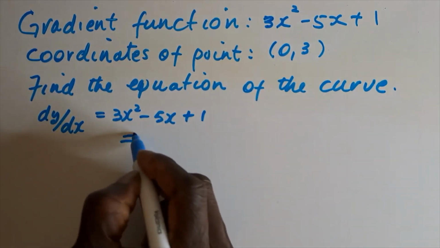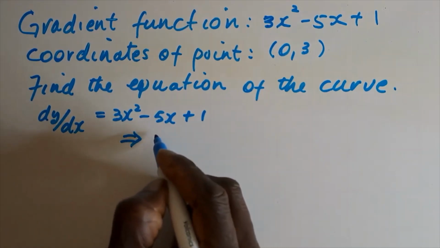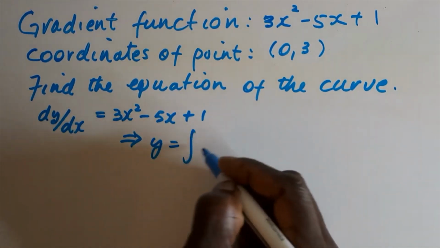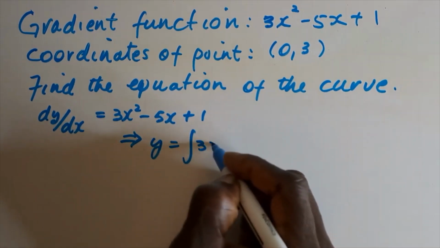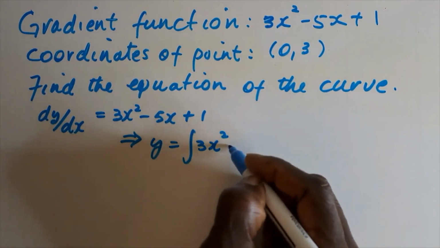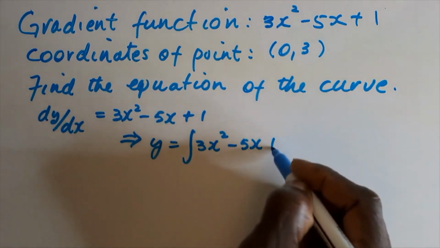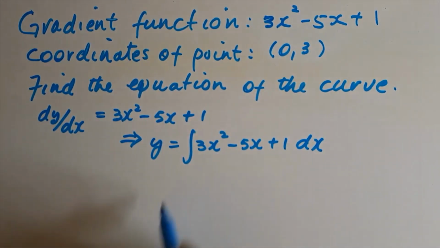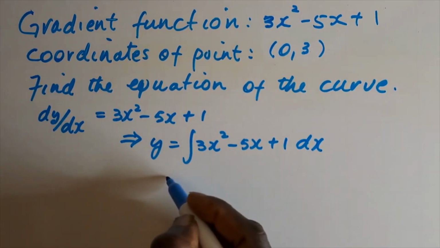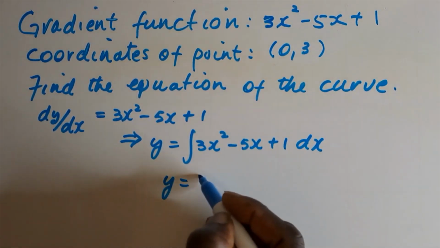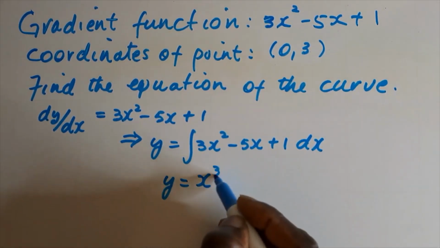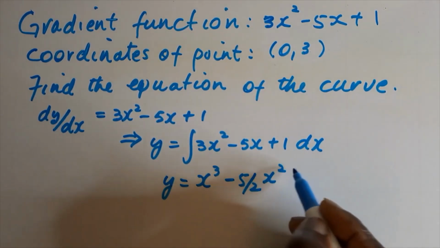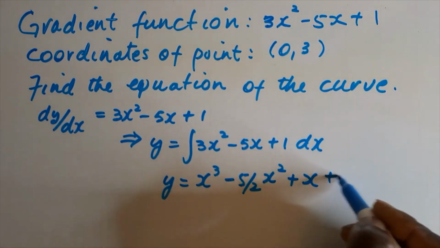Now this implies that y is the integral of this function, 3x squared minus 5x add 1 dx. And so we have that y is equal to x cubed minus 5 over 2 x squared add x add c.